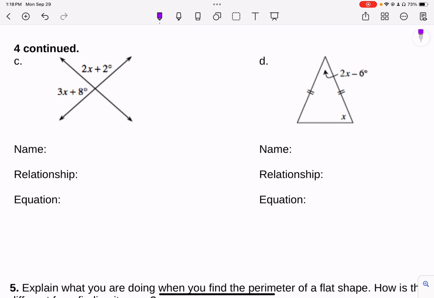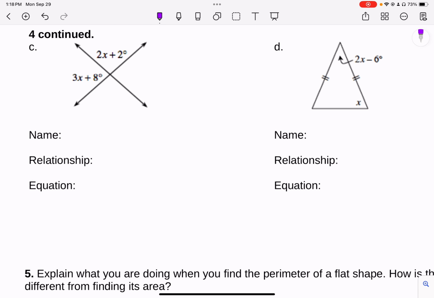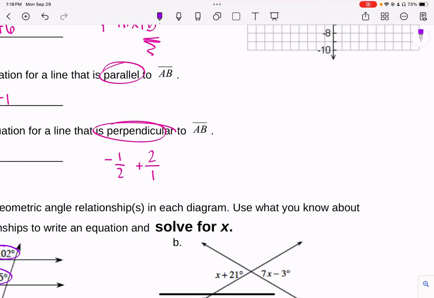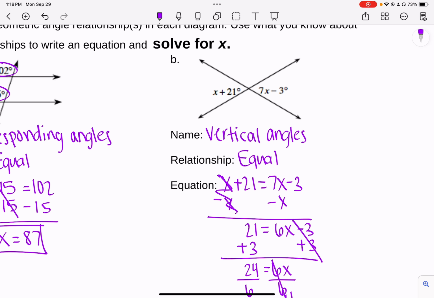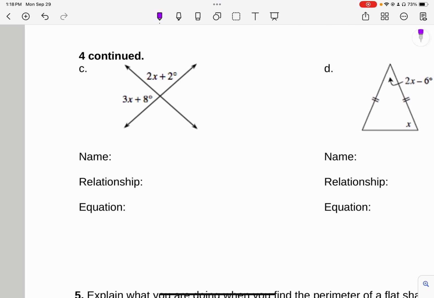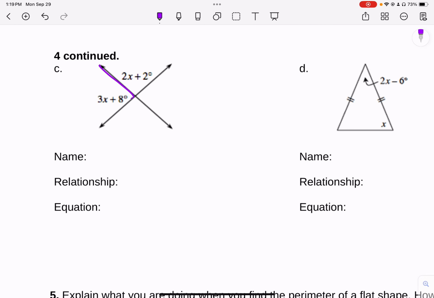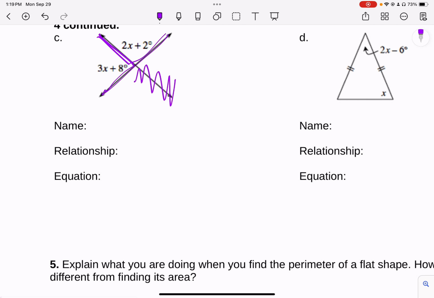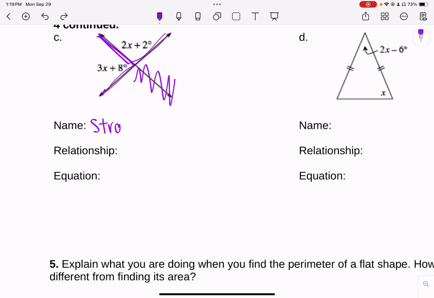All right, now we're on page number 3, question 4, continued, part C. This kind of looks like the one on the last page at the bottom, but this one, things are across from each other, and then here things are next to each other. So these two angles actually create a straight line together, so you can kind of ignore that. And so we would write straight line or straight angle here. And then we know that a straight angle relationship would be supplementary.